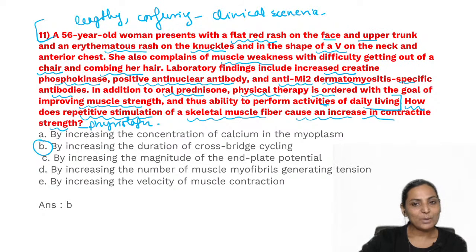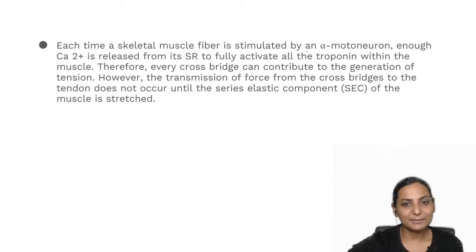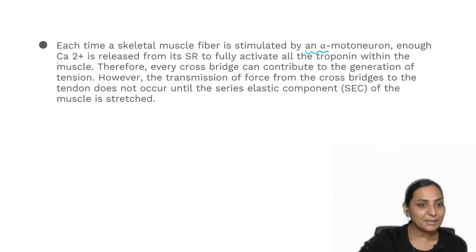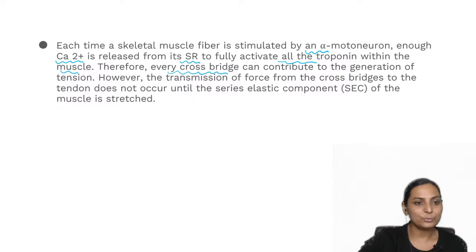That means when you increase repetitive stimulation of the skeletal muscle fibers, you are increasing the duration of the cross bridge cycling. Remember, the more the cross bridge cycling, the more is the strength, the more is the active tension developing. Each time the muscle is stimulated by an alpha motor neuron, enough calcium will be released from the sarcoplasmic reticulum to activate all the troponin within the muscle. Every cross bridge is going to result in an increase in muscle tension.